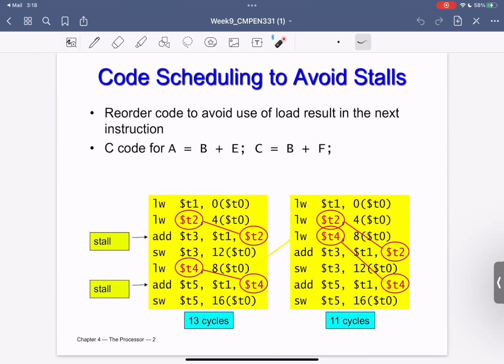If we count the number of cycles that is needed after 2 stalls, we'll get 13 cycles, and you can do it by yourself. If we do it without the stalls, it will have 11 cycles, which of course is increasing the throughput. So I have a better performance.